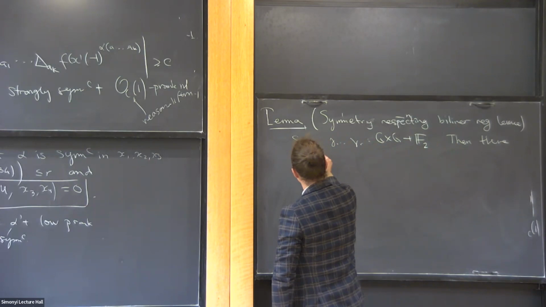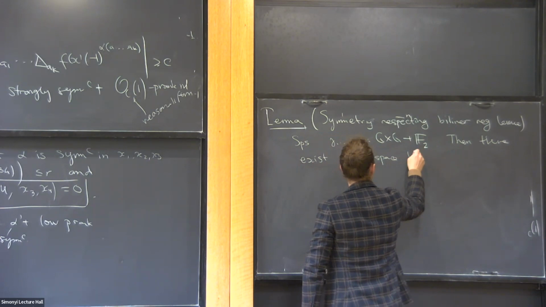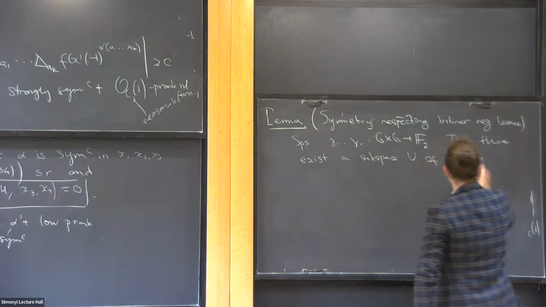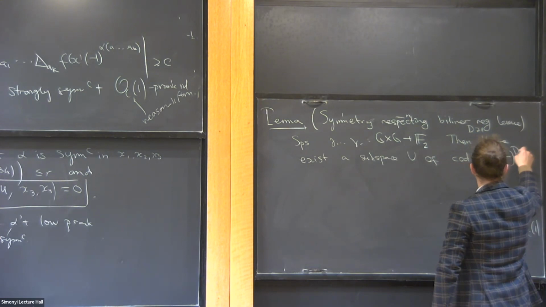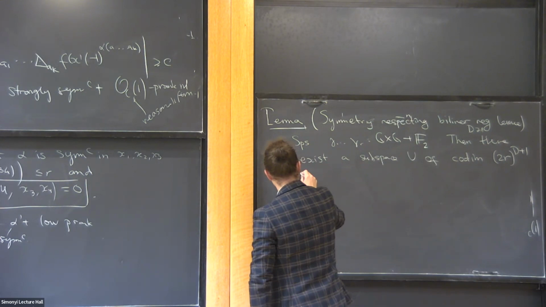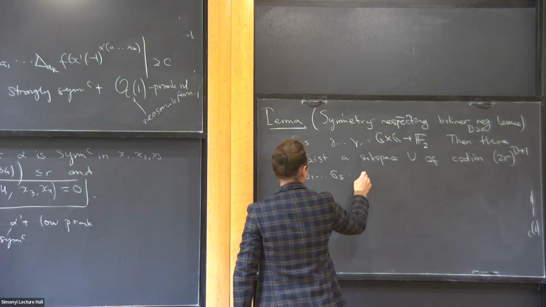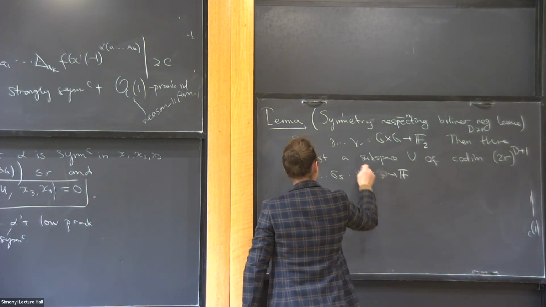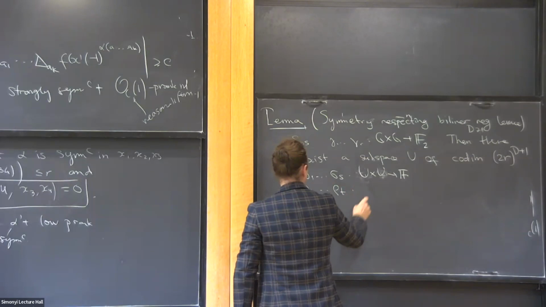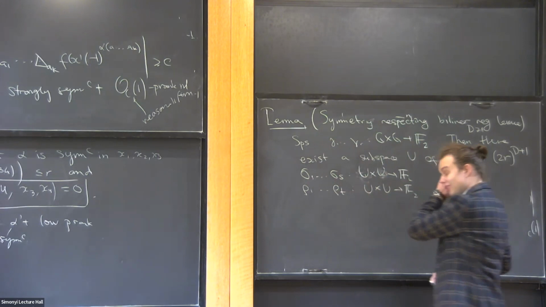a subspace U of codimension which is reasonably bounded. So maybe if one tosses in a parameter d, one can get a polynomial bound. And two lists of bilinear forms, let's call them sigma 1 up to sigma s, no longer on G, but on U for technical reasons, and rho 1 up to rho t, also on U. And these two lists combined are not longer than this list, so s plus t is at most r.